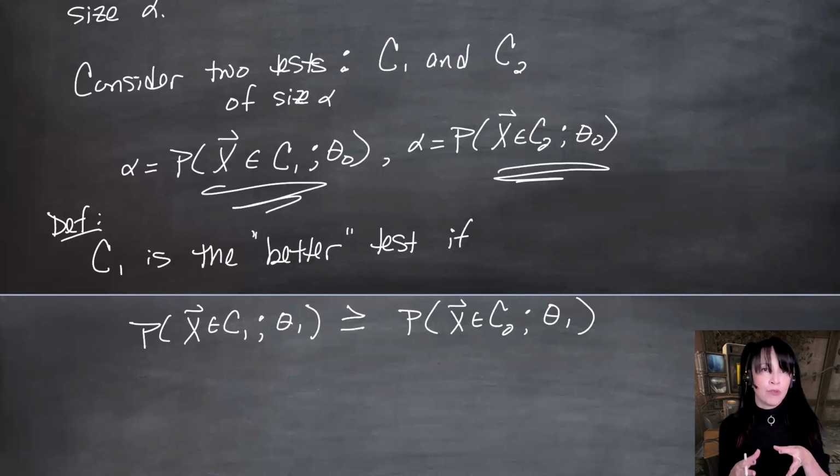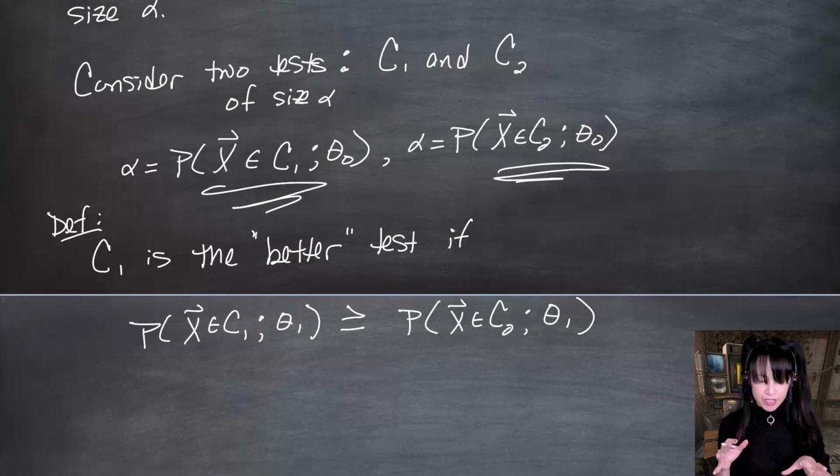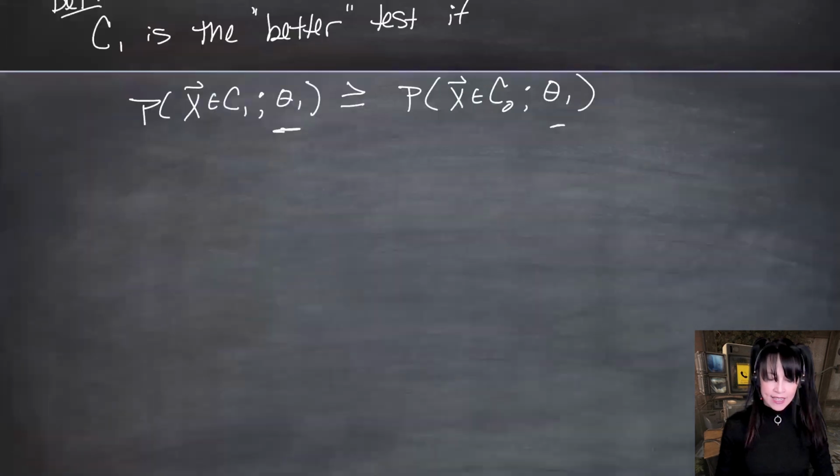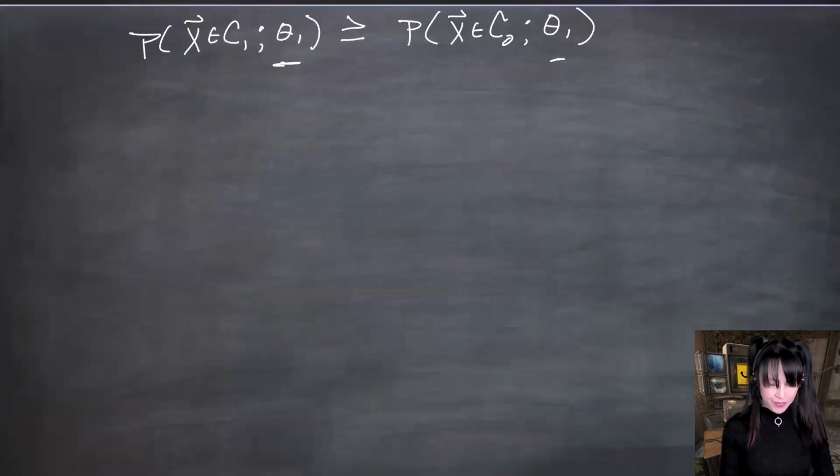And assuming we are restricting ourselves to the better test of size alpha, the better test of level of significance alpha, we already have that this is equal to this because those are both alpha. So we're going to start comparing them again when the alternative hypothesis is true. Okay, so staying in this simple versus simple regime, we are ready to define the best test.